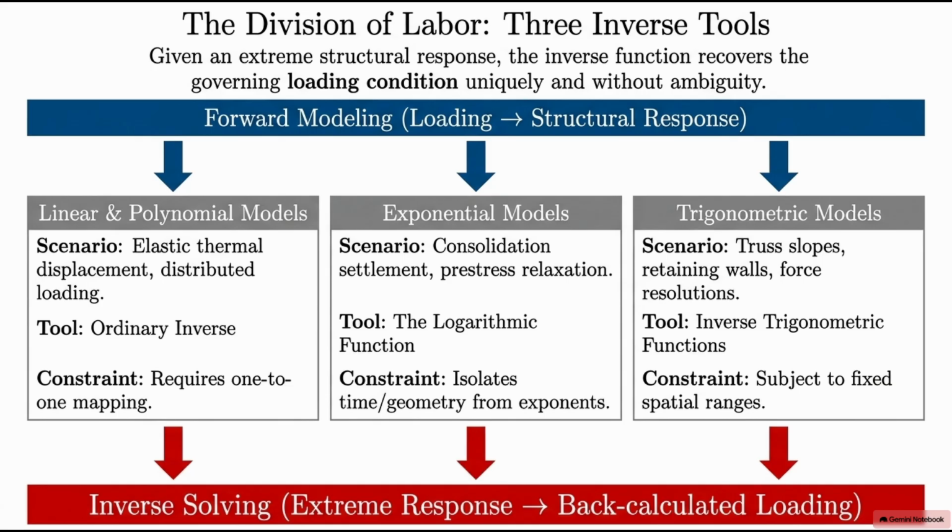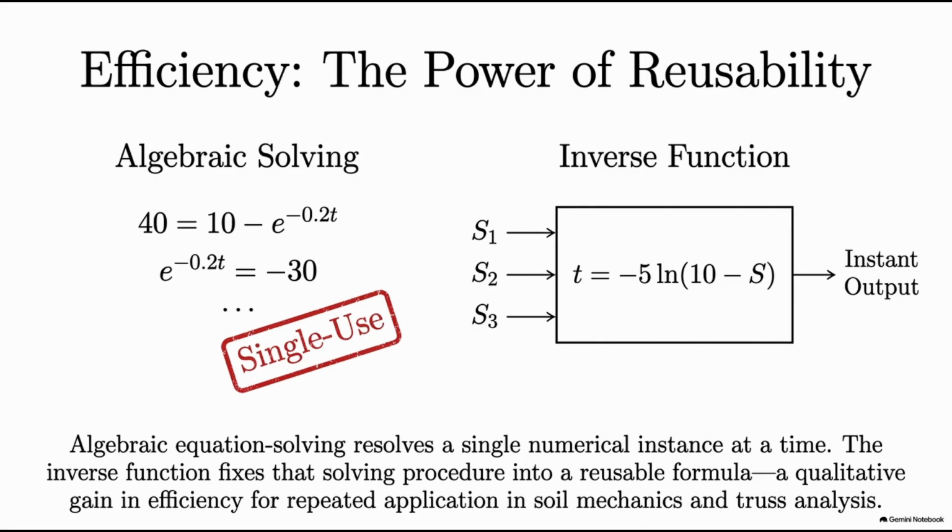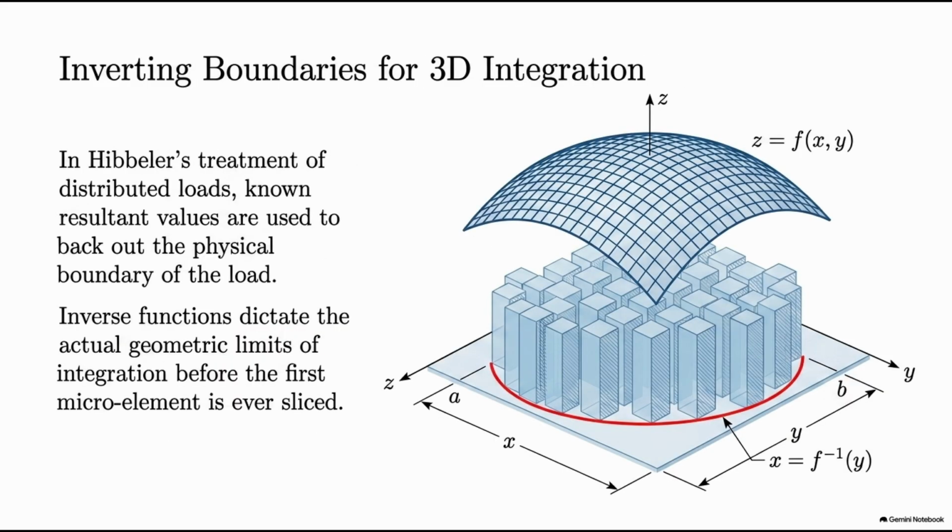Meanwhile, the inverse trigonometric function is reserved for angle recovery in structural mechanics. It allows us to calculate an inclination angle from a ratio of lengths or force components in slopes, trusses, and retaining walls, subject to specific range constraints in every case. Furthermore, using inverse functions fixes our solving procedure into a reusable formula, offering a major efficiency gain over solving individual equations case by case. This foundational concept carries forward directly into engineering statics and soil mechanics.